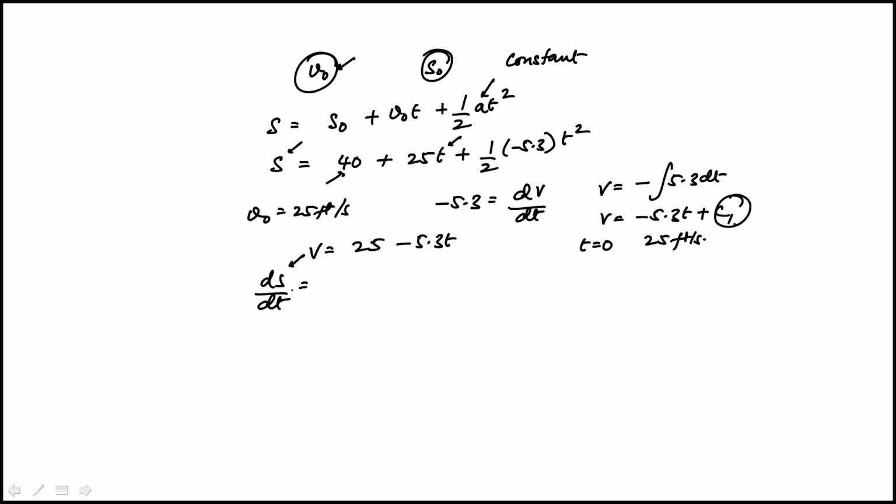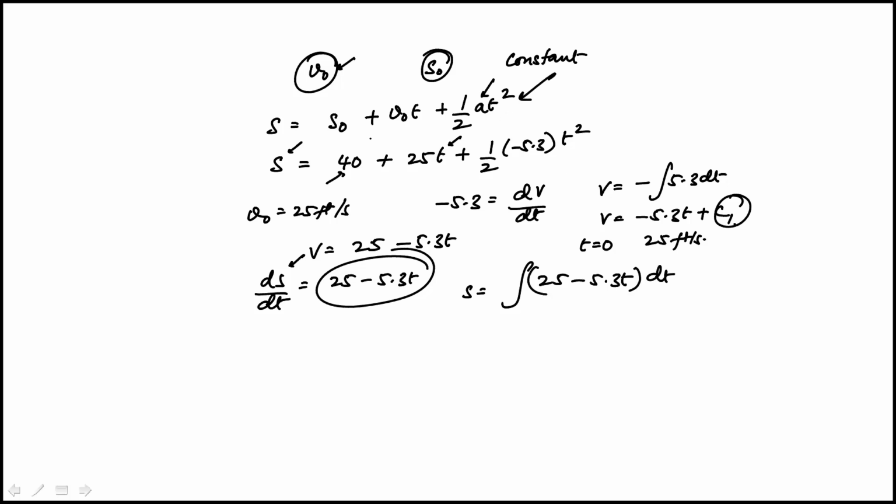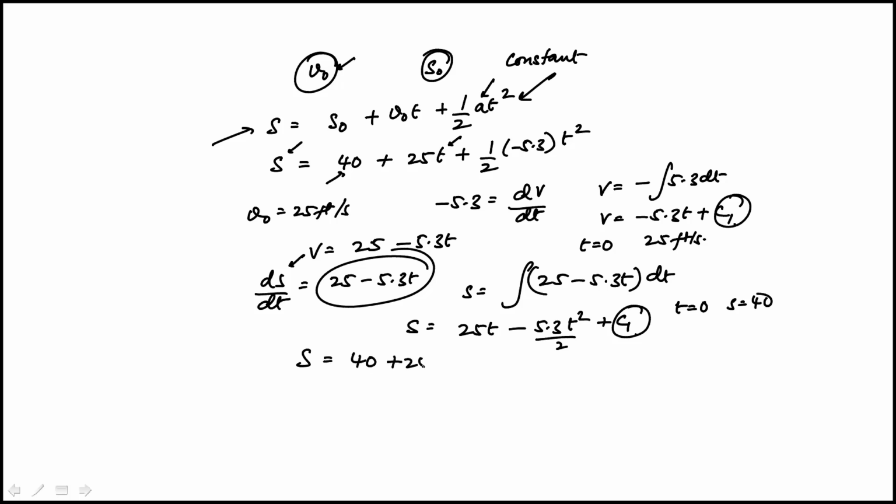Then to get the distance, that's the relationship between the velocity and the distance. We find the integral of this expression with respect to t. So really doing all the work that one would do to get to that expression. It comes up in physics too. So s would be 25t minus 5.3 t squared over 2, plus a constant. And we can figure that out because at t equal to 0, s is 40. And so that would come out to be 40. So we end up with 40 plus 25t minus half 5.3 t squared.